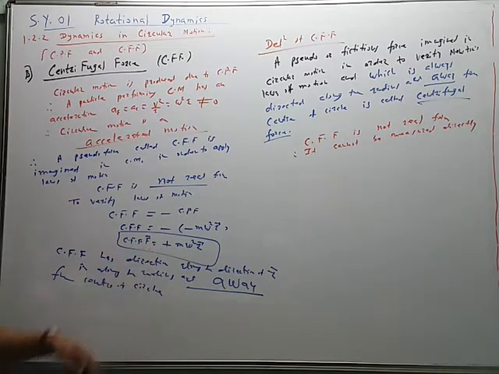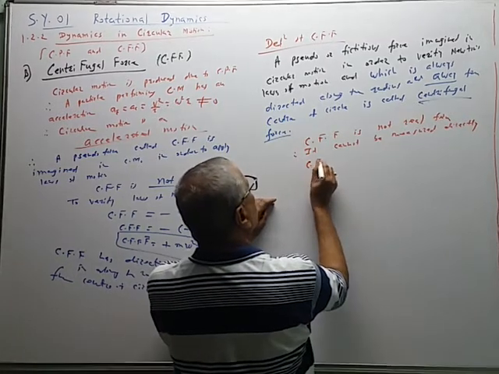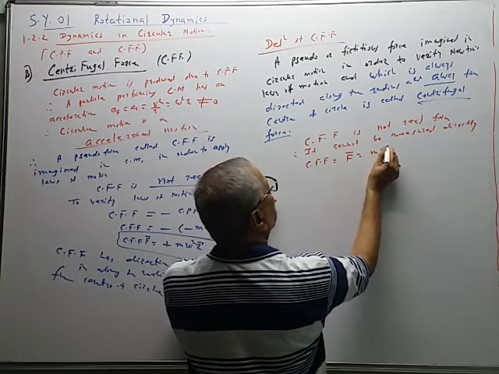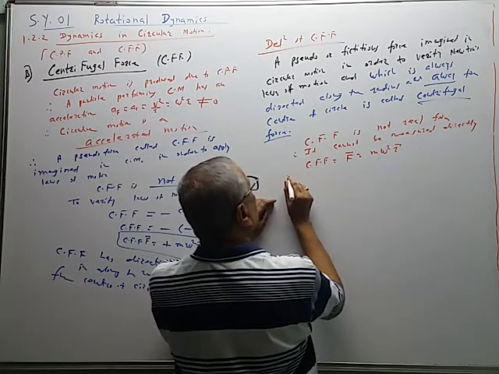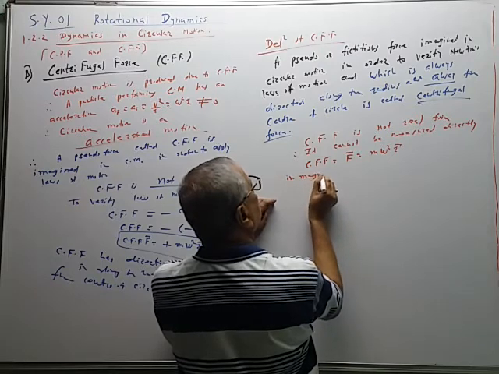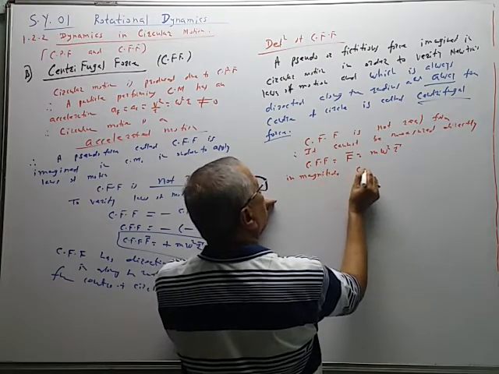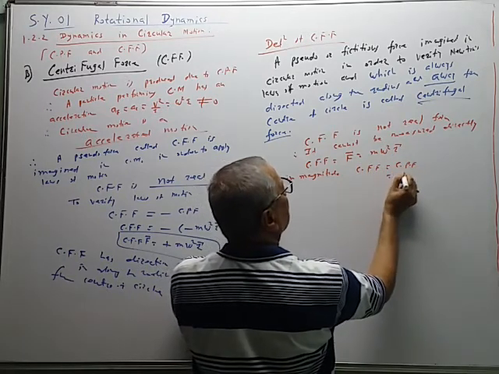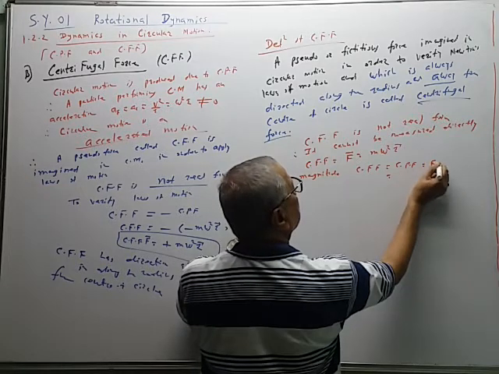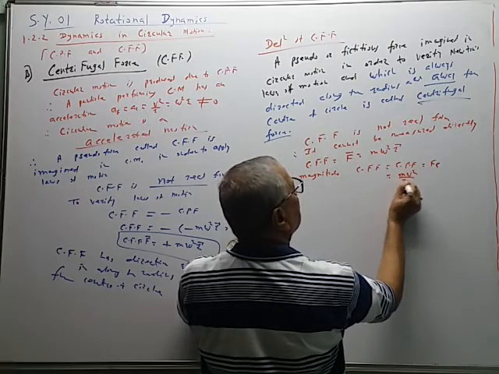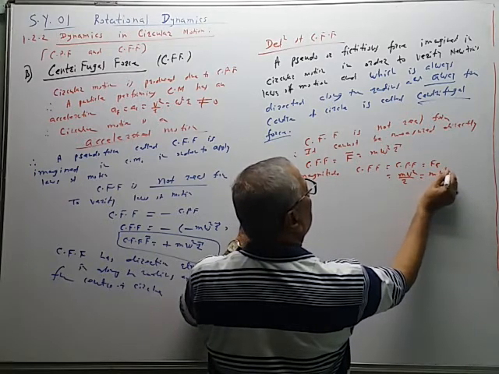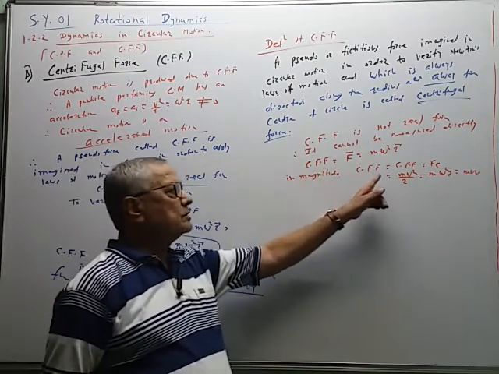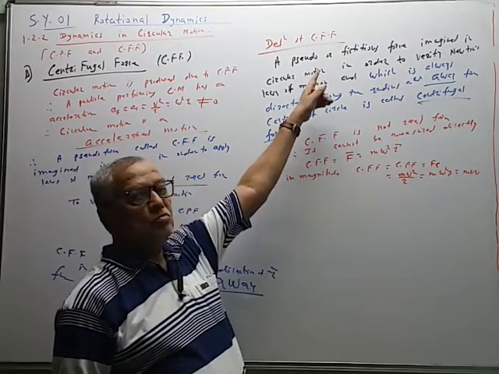So the magnitude is given by: centrifugal force vector F is equal to m omega square vector r. In magnitude, F_CF is equal to F_CP is equal to F_C is equal to mv square upon r, or m omega square r, or m into v into omega. Vector equation, scalar equation, property, definition.